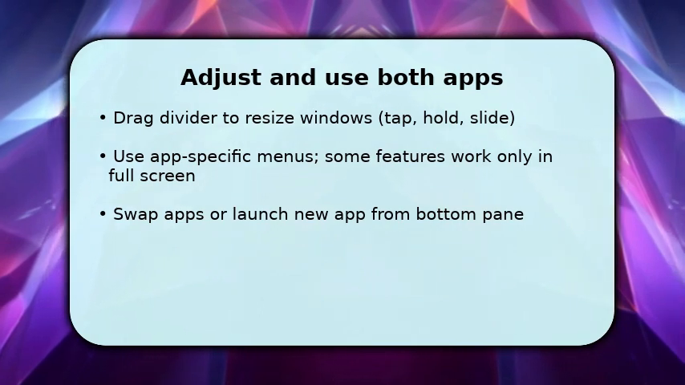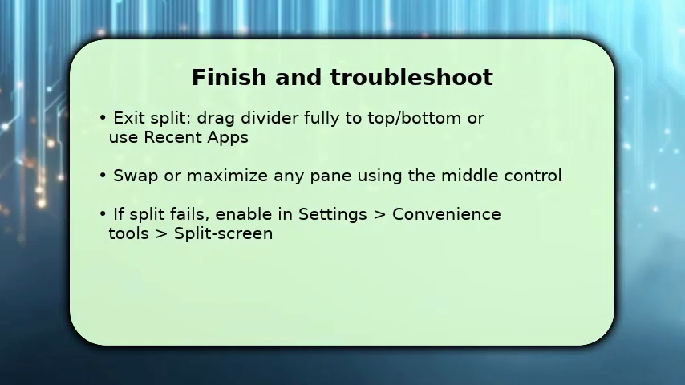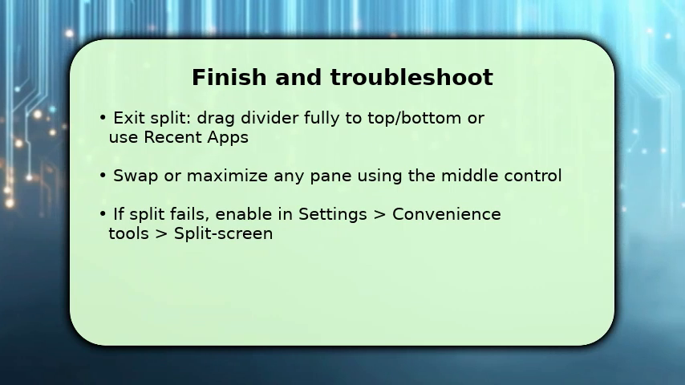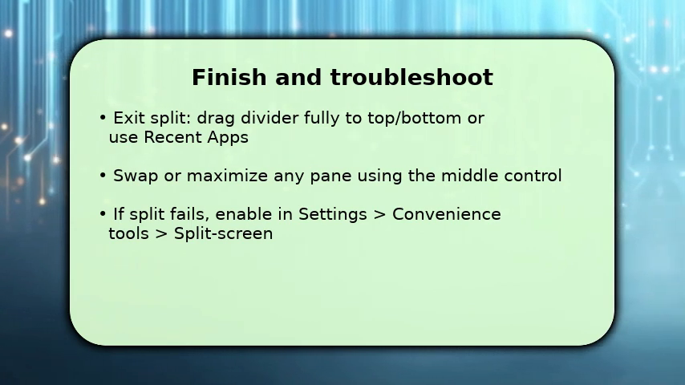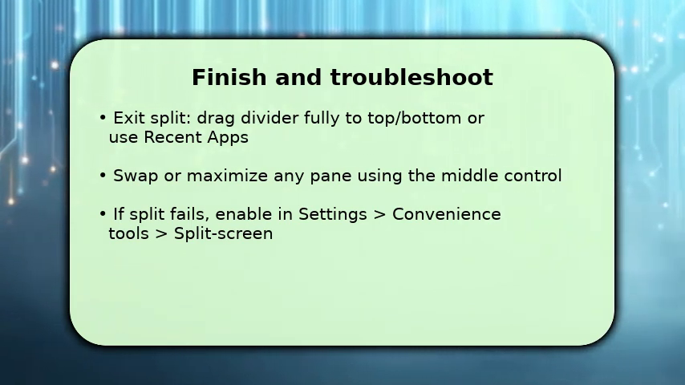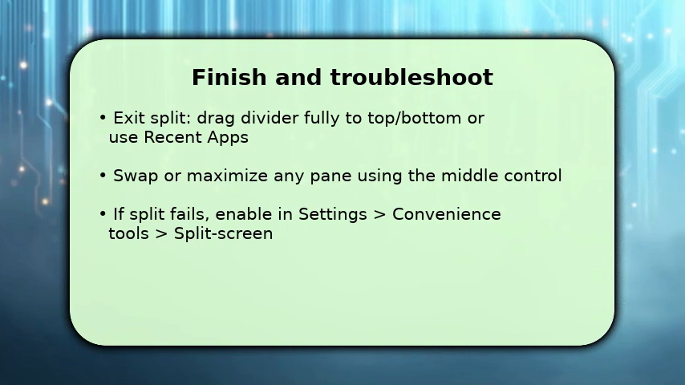To finish, drag the divider fully to the top or bottom to close one pane, or tap the Maximize control to return to a single app. This cleanly ends the session. If you need the panes swapped, use the swap button so you don't reopen apps manually.